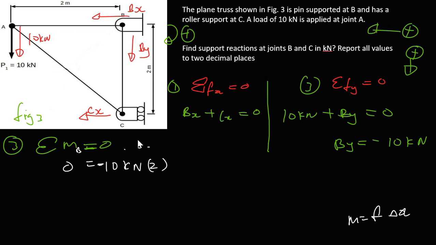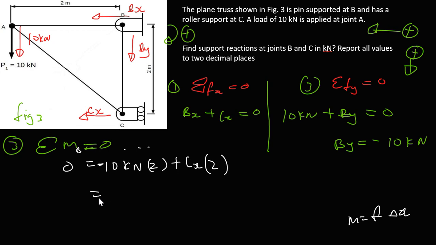And let's look at another moment. Let's look at Cx. Cx is going in this way, clockwise. That should be positive Cx. And what is the arm? It's also 2. Okay, and that is equal to 0. Right? Okay, we're still good.